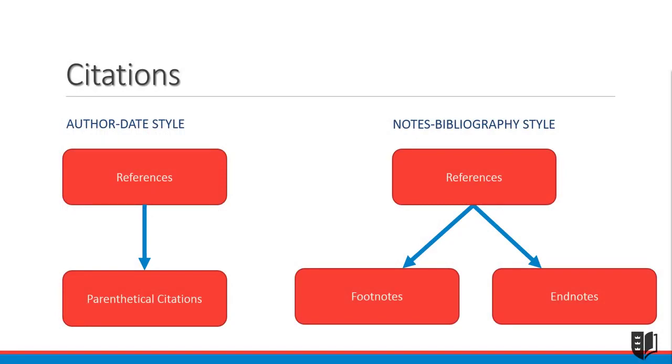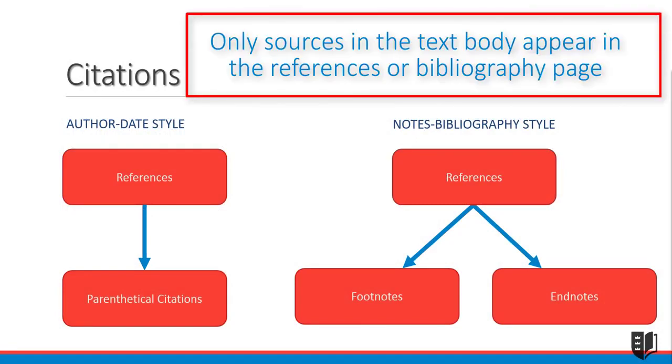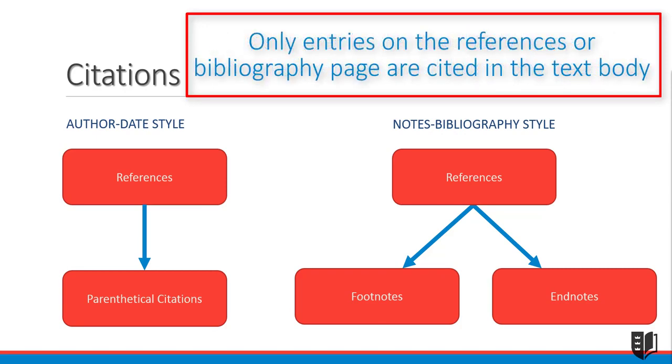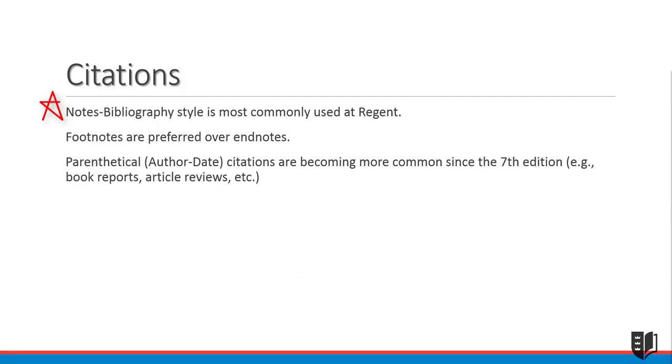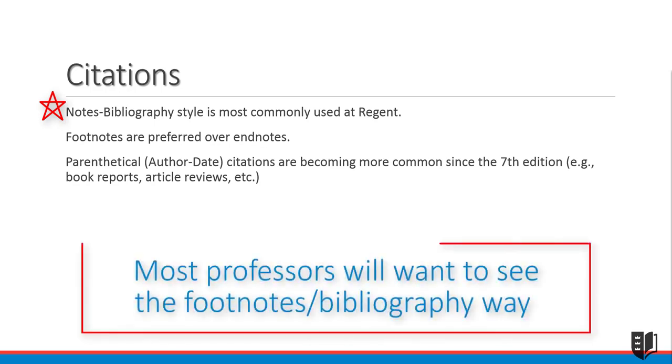For both styles, only sources contained in the body of the text appear on the references or bibliography page, and only entries on the references or bibliography page are cited in the body of the text. Regent's local guidelines indicate that notes bibliography style is preferred over the author-date style. This means that most of your professors will prefer that you use the footnotes bibliography way to cite sources.